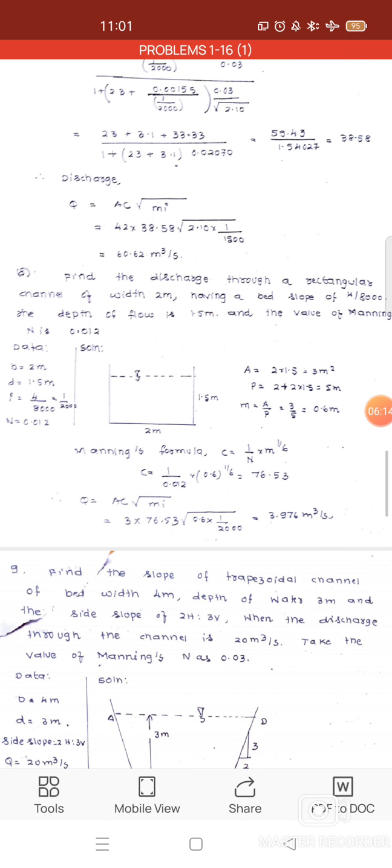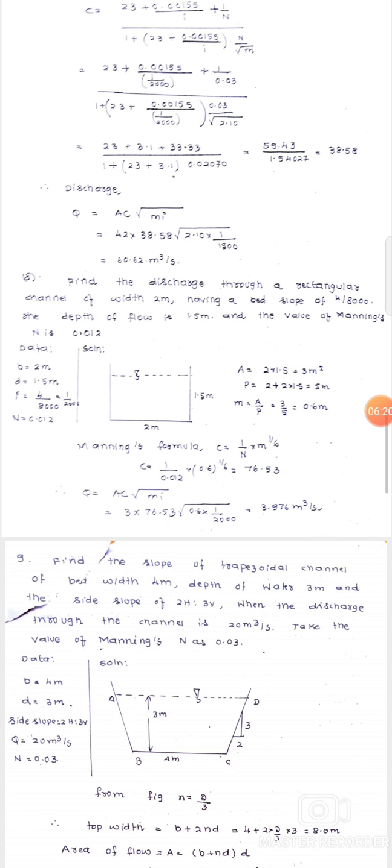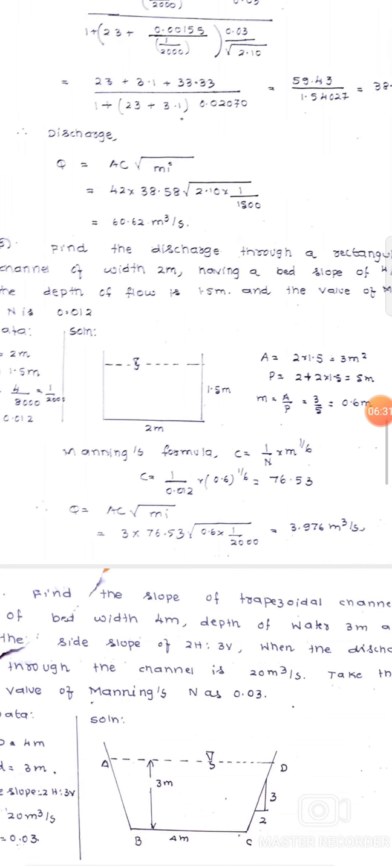So the channel width is 2 meter having a bed slope of 4 by 8000, and the depth of flow is 1.5, and the value of Manning's constant. So the first numerical is based on Bazin's formula, the second one is on Kutter's formula, and the third one now is on Manning's formula, that is n is equal to 0.012.